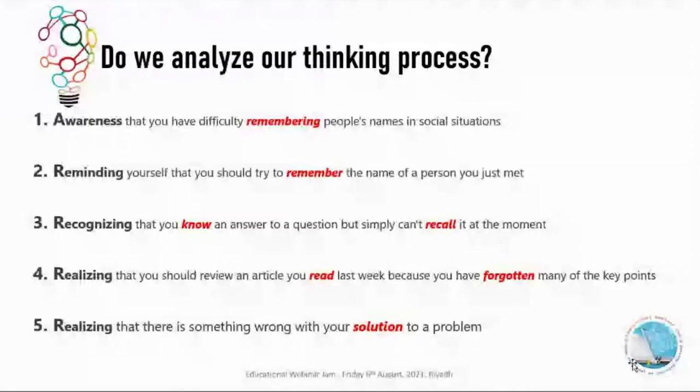So let's look at these 5 points. How does it happen? It's actually creating awareness that you have difficulty remembering people's names in a social situation. This is one example that we see in everyday life. We remembered first, but now we are aware that we can't recall them. Reminding yourself that you should try to remember the name of the person you just met.